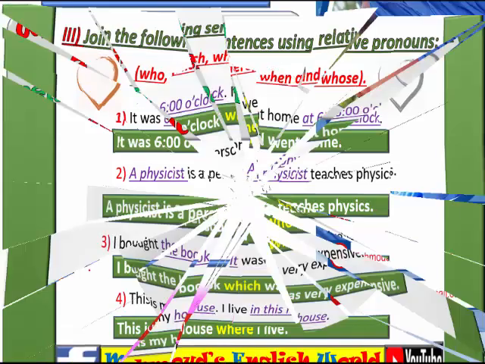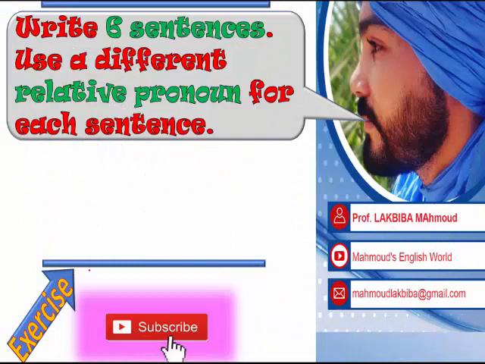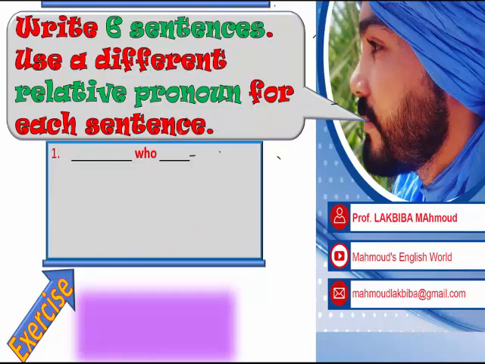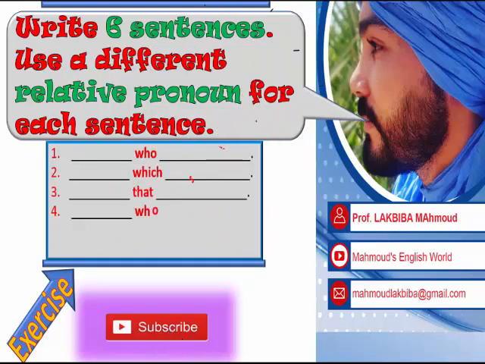Now what you're going to do all the time, you have something as homework, an exercise, and this exercise is you write 6 sentences, use a different relative pronoun for each sentence, like here. Sentence 1, use who, 2, which, that, whose, when, and where.